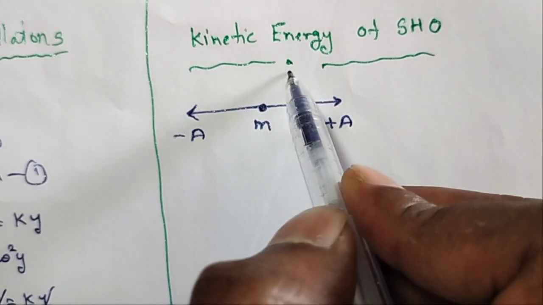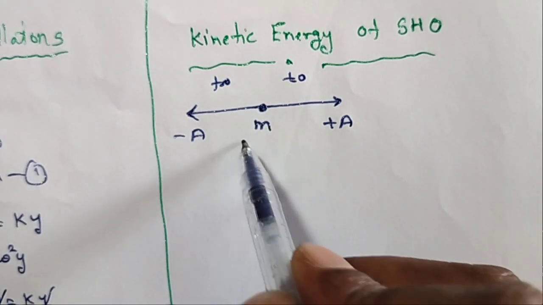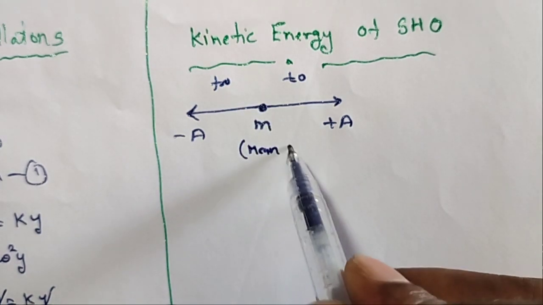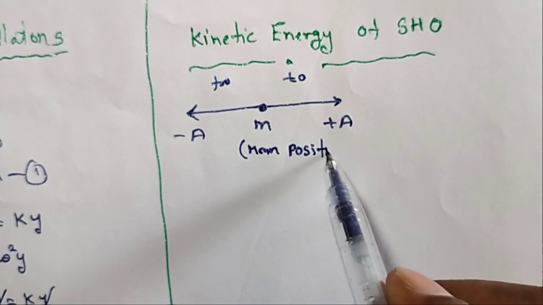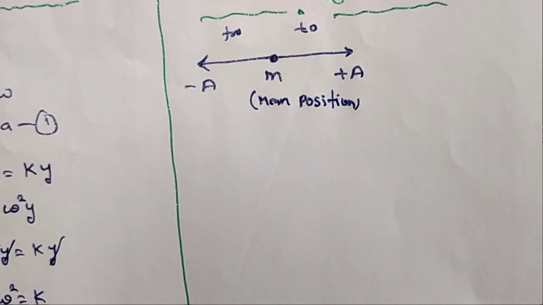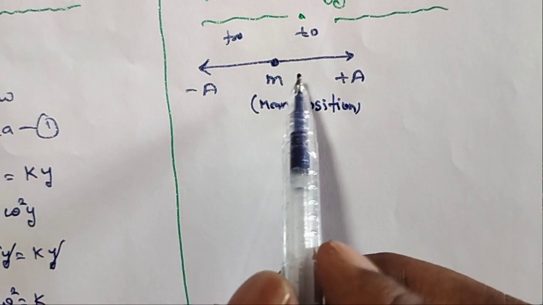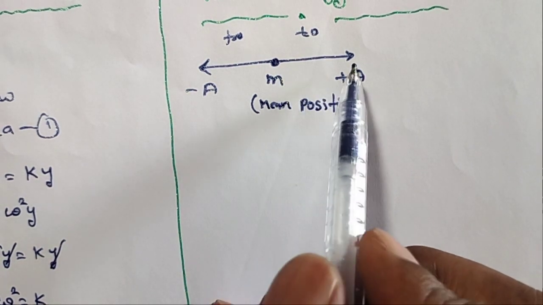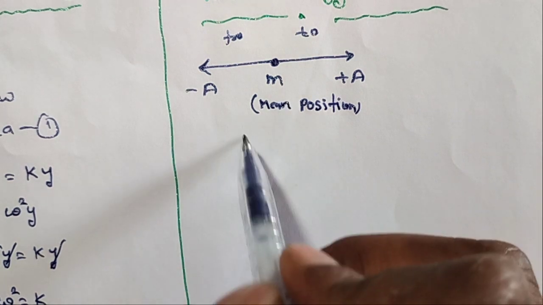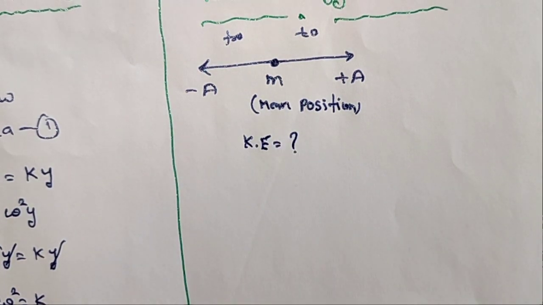The particle is moving to and fro about a mean position. What is the amplitude? Amplitude A is equal to... Here, what is our concept? What is the kinetic energy of this particle that is oscillating?